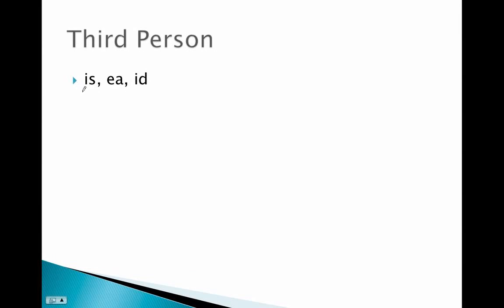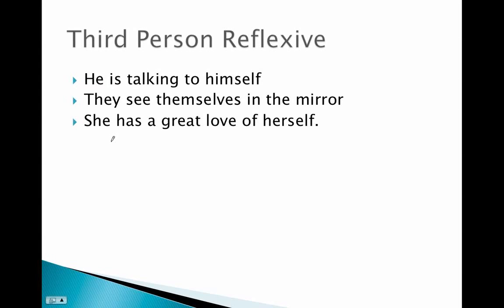The third person, as we already discussed, is going to be given, so the third person pronouns, the he, she, it, or they, is going to be rendered by the demonstratives is, ea, id. We won't go into much detail there. But now, like I said, there's this special version, the third person reflexive.